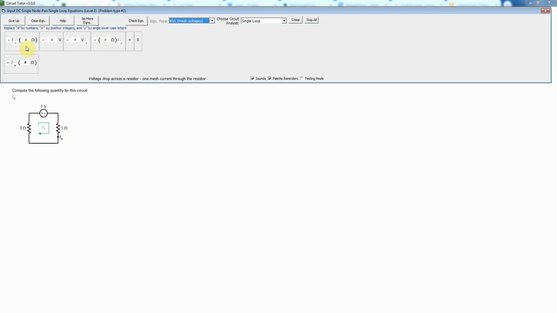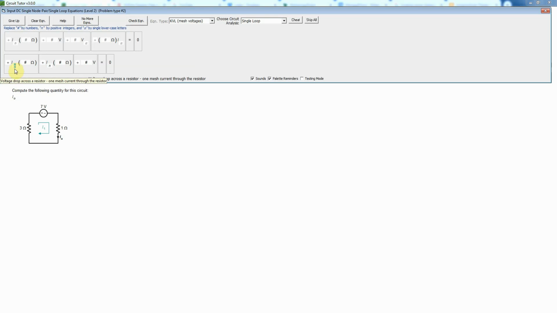So I need a term for each resistor, and then I need a term for the voltage source, which is just going to be a voltage drop, and then the sum of those will equal 0. So I have that equal to 0. Now, the current number here is always current 1 since it's a single loop. And the n stands for integer. So basically that's going to be an integer. In this case, it'll be 1.